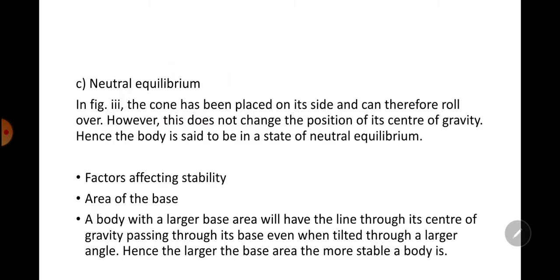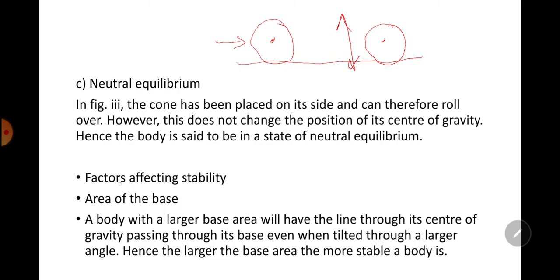Neutral equilibrium. If you take an example like this ball, if you give a slight push, its center of gravity will be neither raised nor lowered. So such bodies are said to be in a state of neutral equilibrium. The cone has been placed on its side and it therefore rolls over. However, this does not change the position of its center of gravity. Hence, the body is said to be in a state of neutral equilibrium.